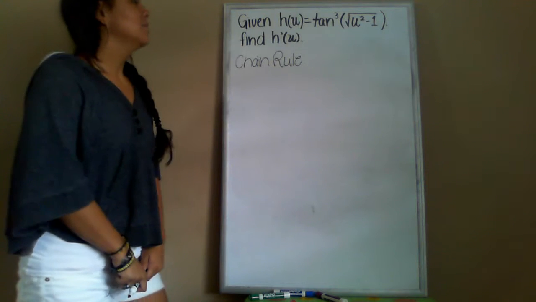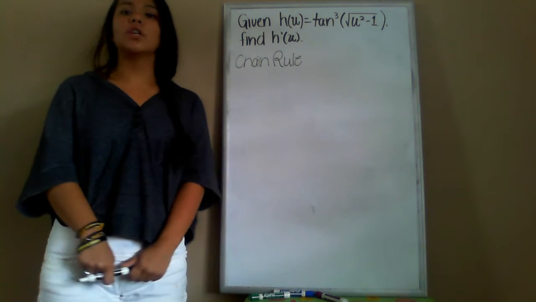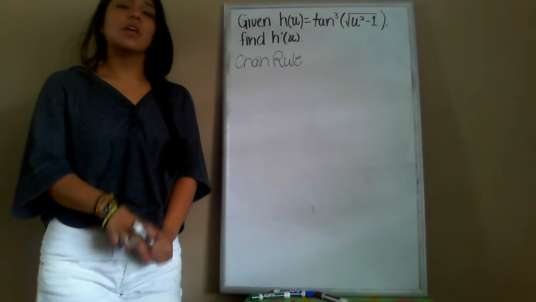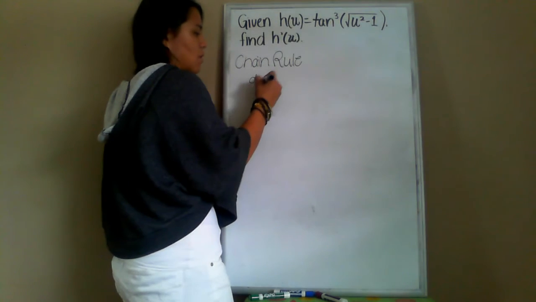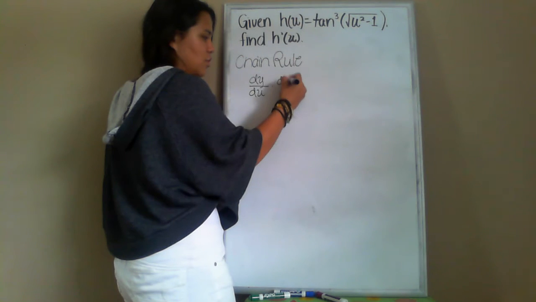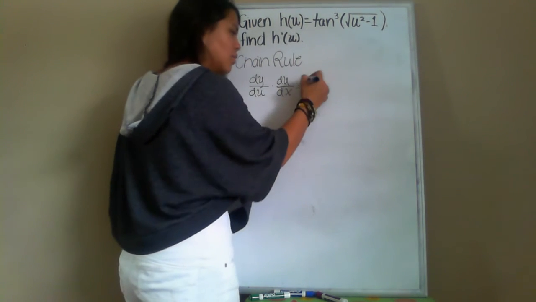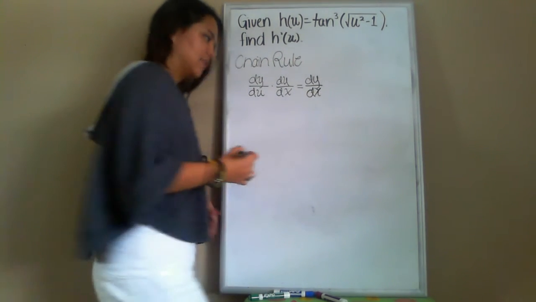So, basically, what the chain rule says is that if the quantity of an equation y depends on the quantity of an equation u, and equation u depends on x, then the derivative of y with respect to u times the derivative of u with respect to x multiplied together would equal the derivative of y with respect to x.